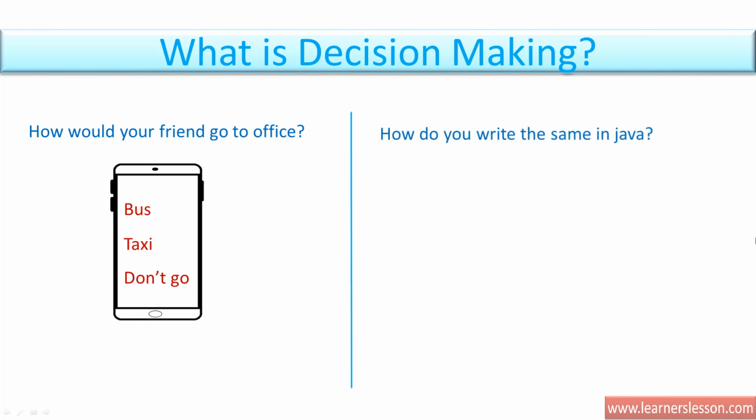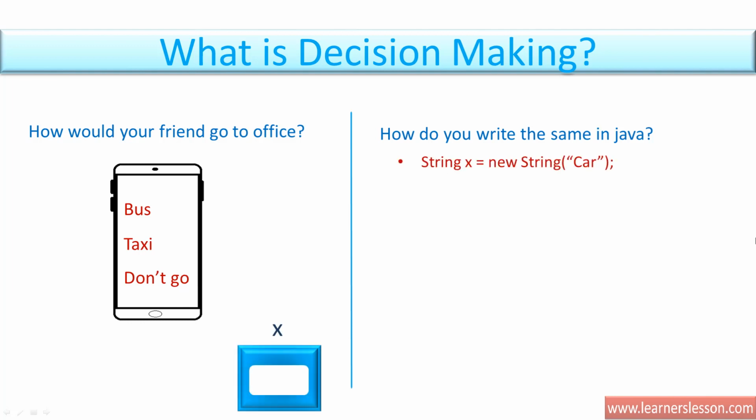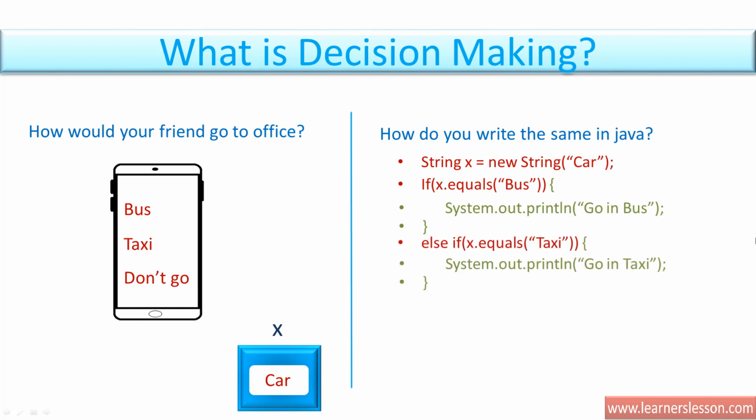So just assume your friend goes to the road and finds a car coming. So he writes the same thing, string x equals new string car, and a string type variable x will be created and car will be assigned to it. Now he writes the first line for bus. If x dot equals bus, system.out.println go in bus. Then he writes the next line, that is else if x dot equals taxi, system.out.println go in taxi, and finally he comes to the else part, system.out.println don't go to office.